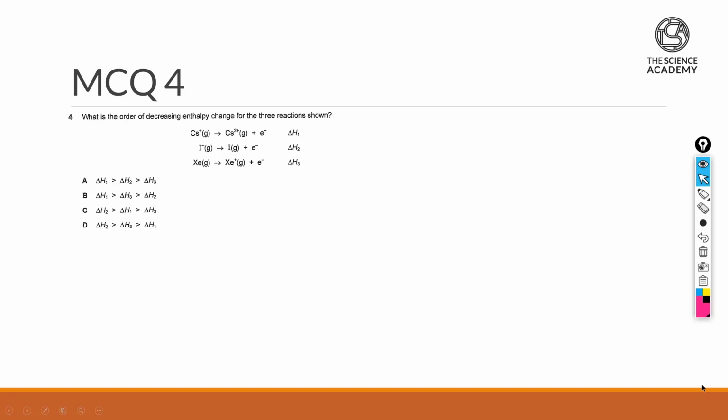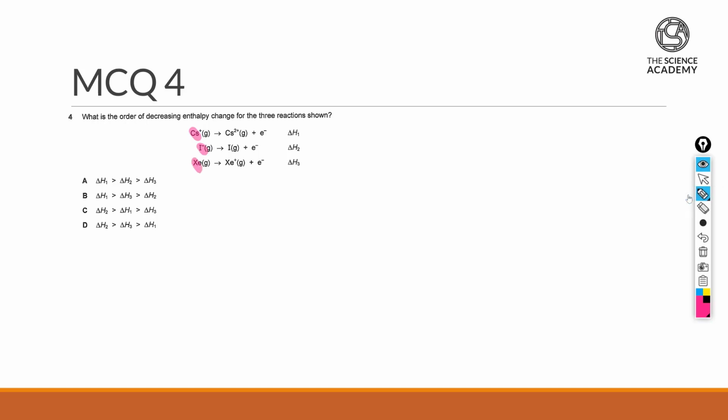In MCQ 4, we are cycling back to atomic structure under ionization energy, which is the amount of energy that an atom or an ion has to incur in order for it to lose a single electron. Now, the members we're investigating here are a cesium cation of 1+ charge, an iodine anion of 1- charge, and a xenon atom.